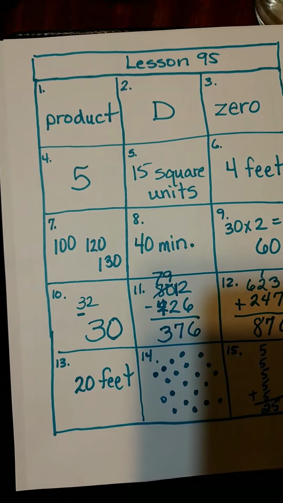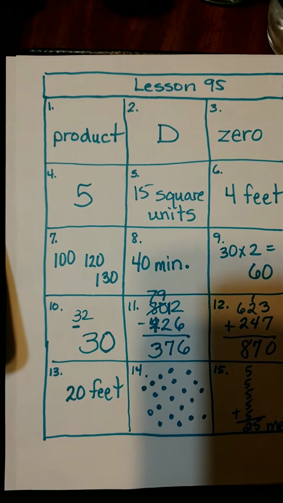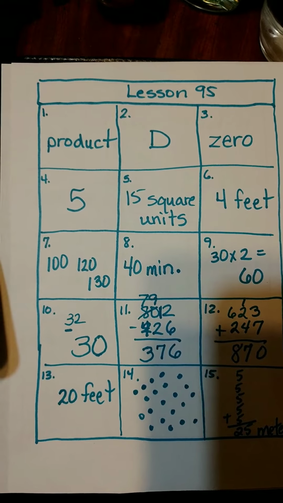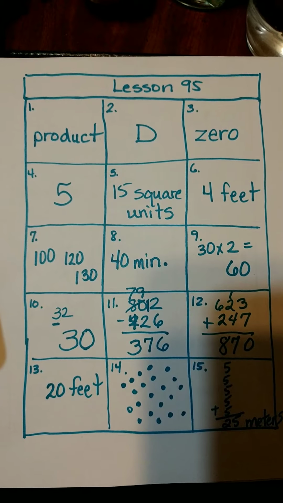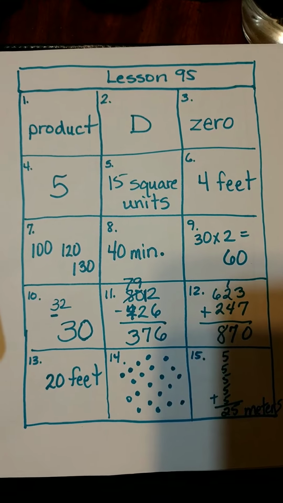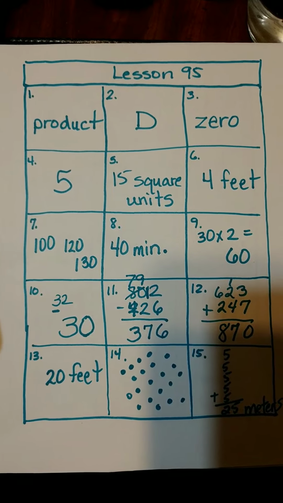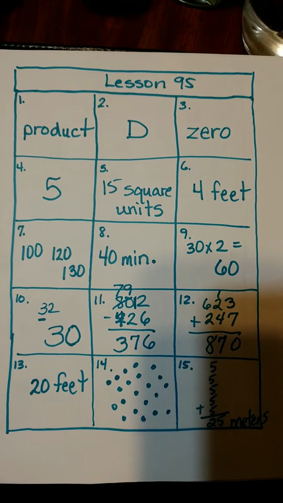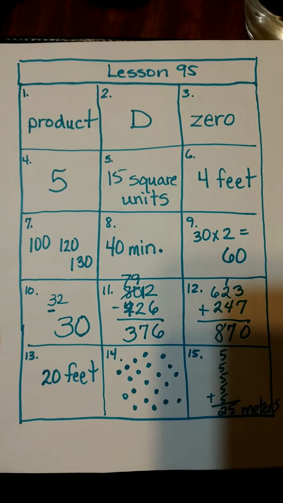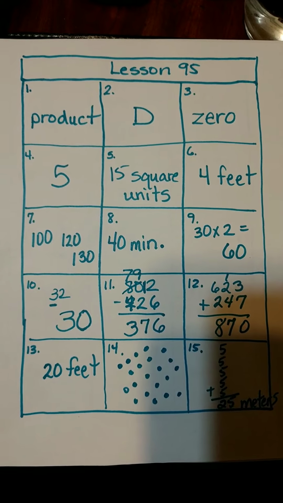So on number one, you had to tell what the answer in a multiplication problem was, and that's called a product. Remember, a factor times a factor equals a product. On number two, they asked you to locate 0 on that number line, and it would be point D. On number three, they said a number times 0 always equals 0. And if you wanted to put just the number 0, you could.